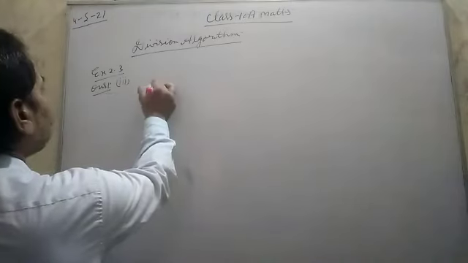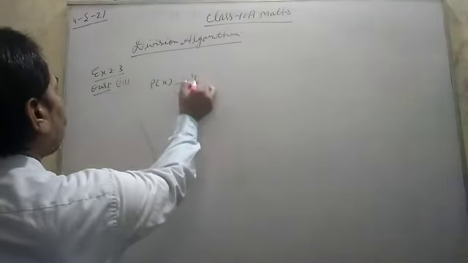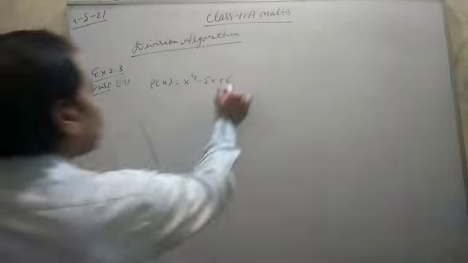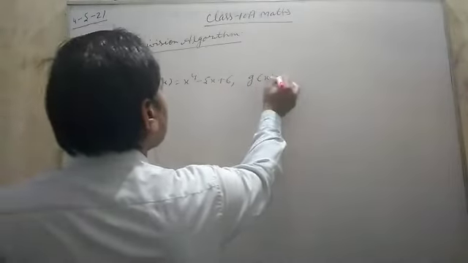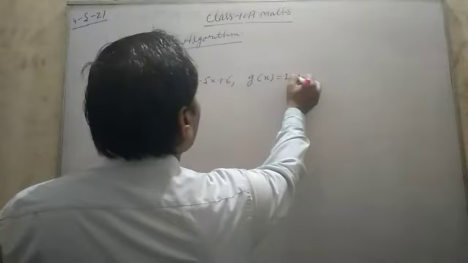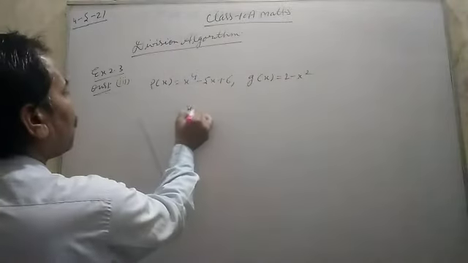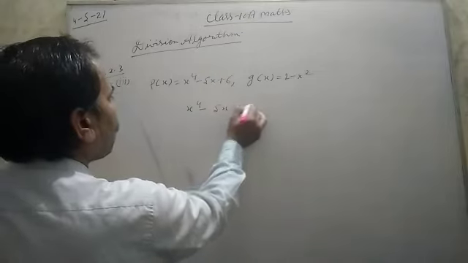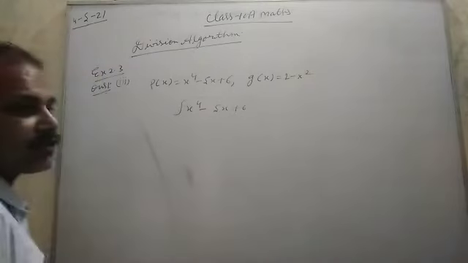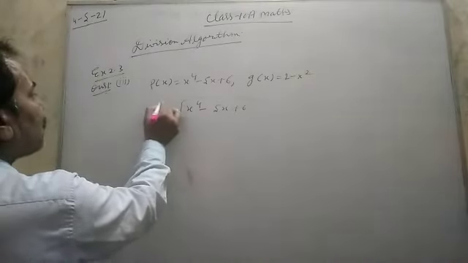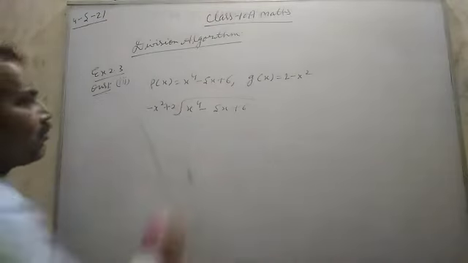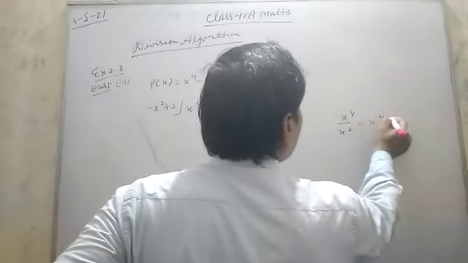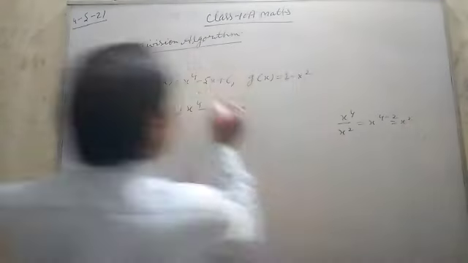So P(x) is equal to x power 4 minus 5x plus 6 and G(x) is equal to 2 minus x square. Okay. So 2 minus x square, write in proper order: minus x square plus 2. So x power 4 divided by x square, so x power 4 minus 2 is equal to x square.